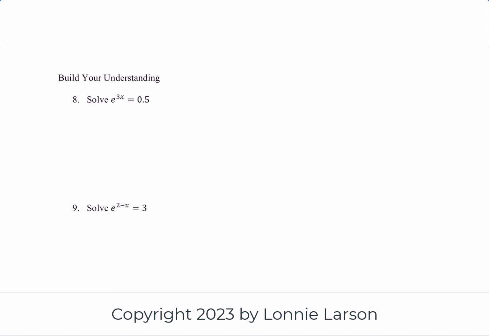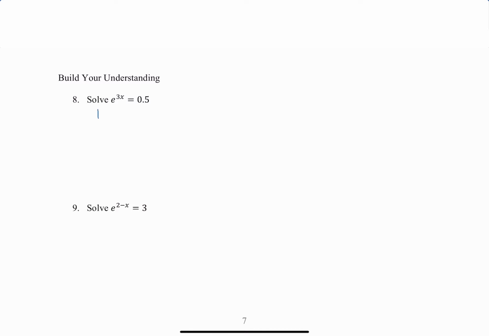Welcome back. Let's see how these build your understanding problems went. We're going to take the natural log on both sides. That way the e gets canceled out, bringing the 3x down out of the exponent. We isolate the x by dividing out by 3. And I get approximately negative 0.231.